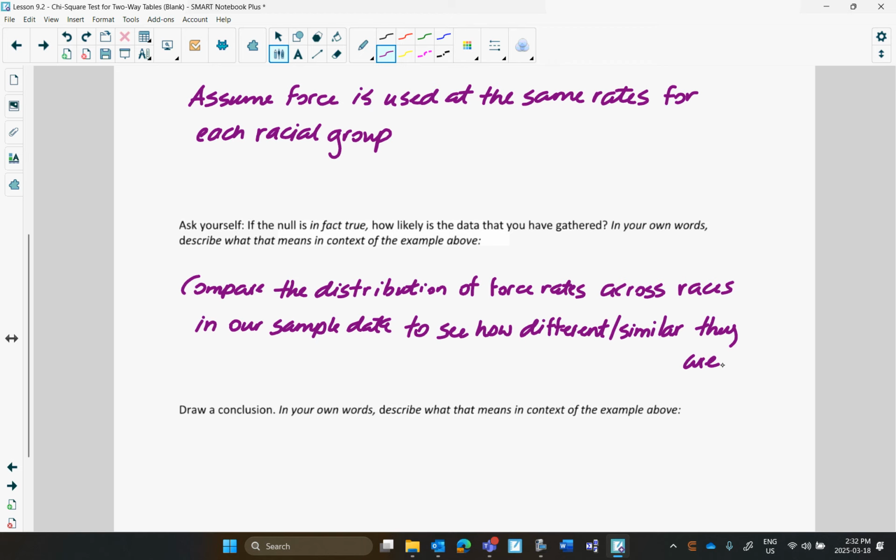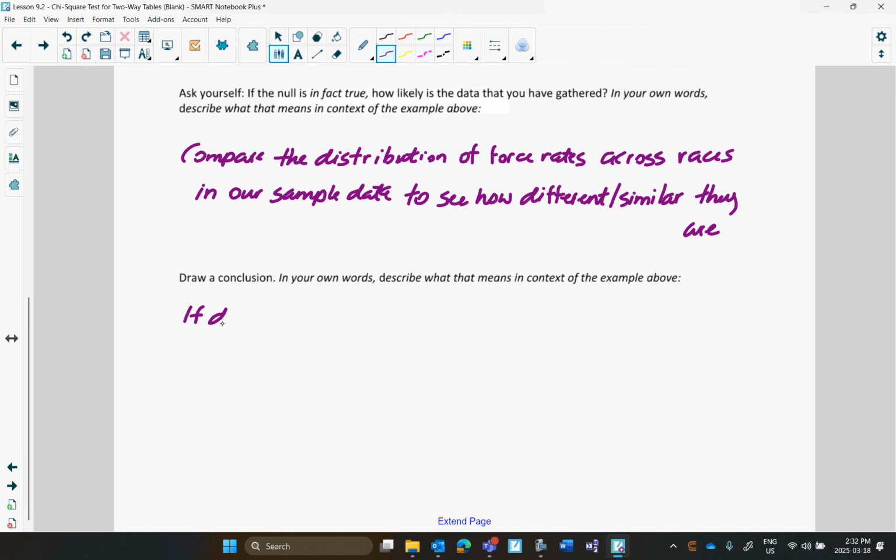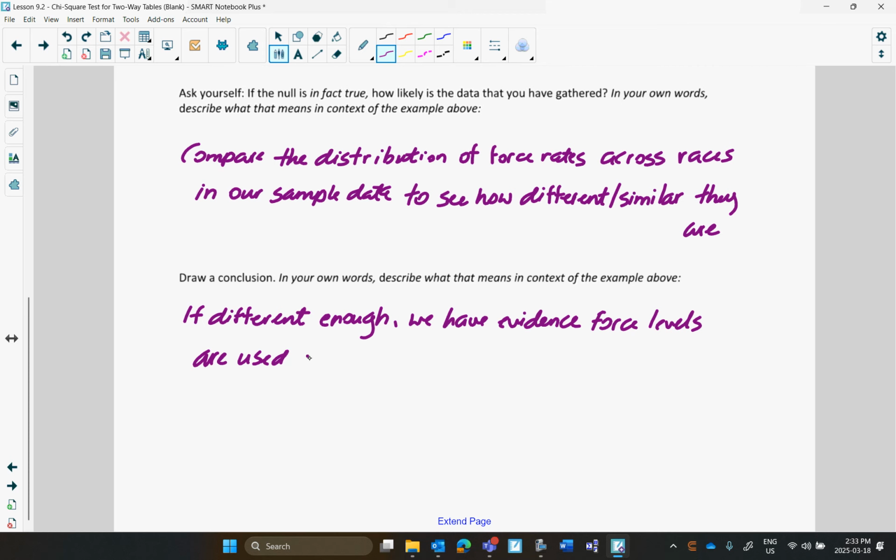Like I just said, if our sample is different enough from what we would expect, we have evidence that force levels are used at different rates between racial groups.